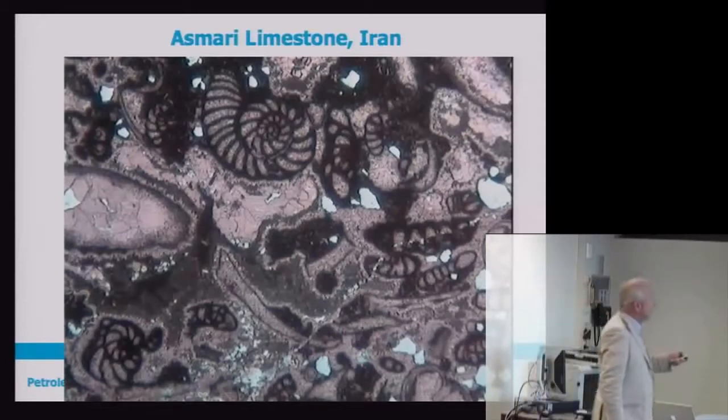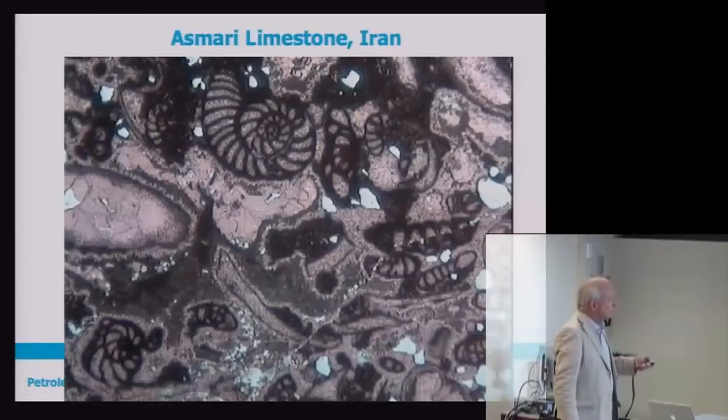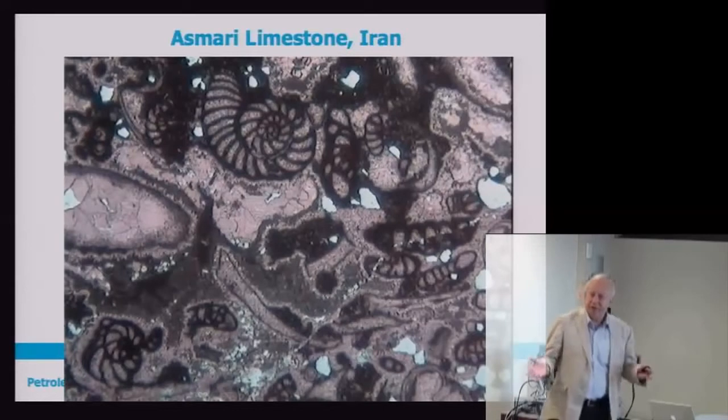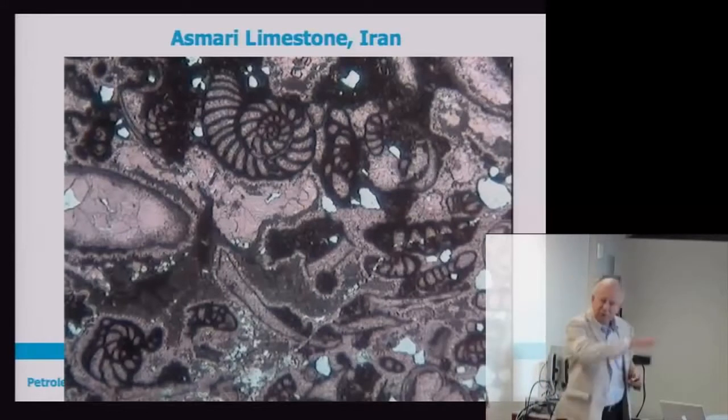We see that the original pore space in between the grains here, this was a pore, is filled, first of all, with this fine grain stuff, and then with these coarse grain calcite crystals. And all the porosity has gone. Or has it? Where is it? Where's the porosity? Why do these wells produce 50,000 barrels of oil a day? Because we don't see the porosity.